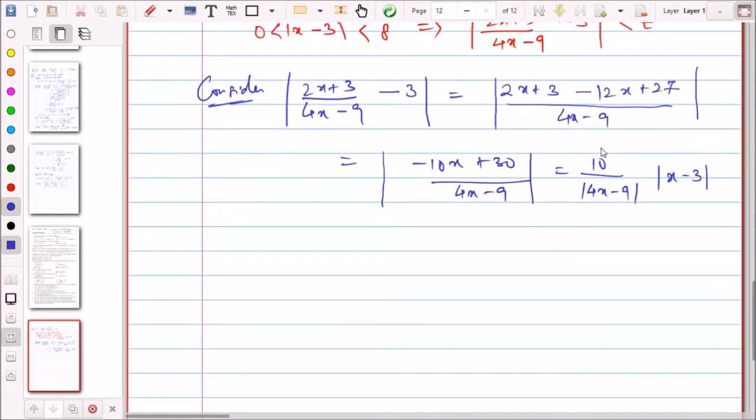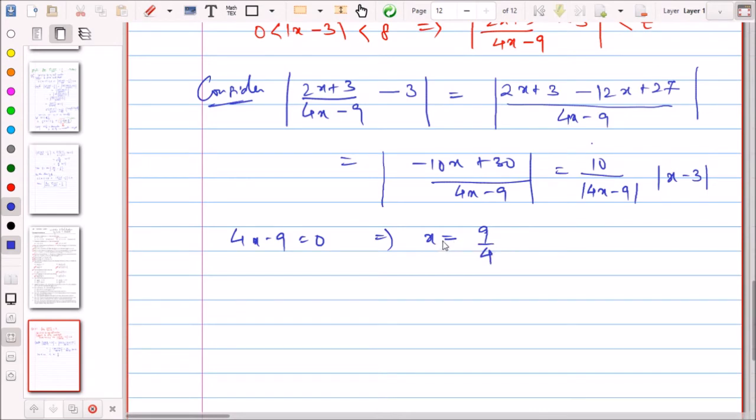Now we have to find some k such that this is strictly less than k, and then we will take delta equal to epsilon by k. For this we have to choose a bound on x minus 3, but since the denominator can be 0, we have to first check the point at which the denominator is 0. So 4x minus 9 is equal to 0 implies x is equal to 9 by 4.